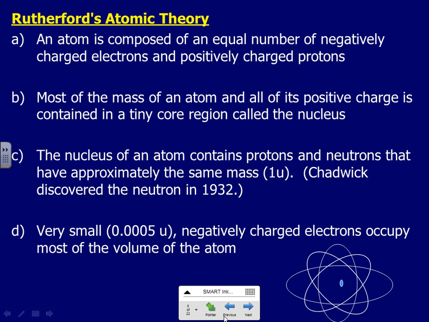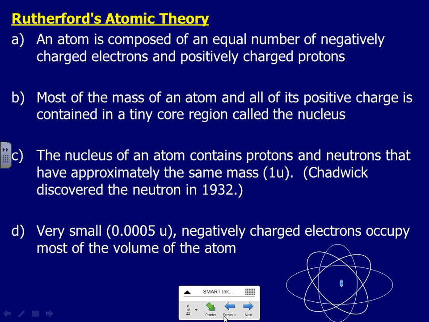So again, this is right on your note. Atoms are composed of an equal number of negatively charged electrons and positively charged protons. Most of the mass of an atom and all of its positive charge are contained in the tiny core called the nucleus. The nucleus of an atom contains protons and neutrons that have approximately the same mass, 1 U. Again, James Chadwick discovered the neutron.